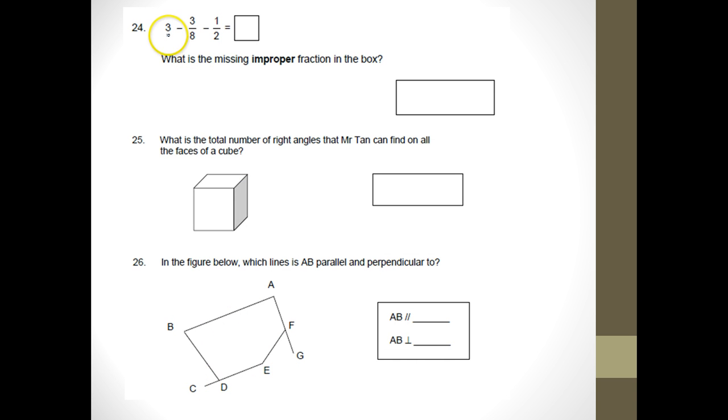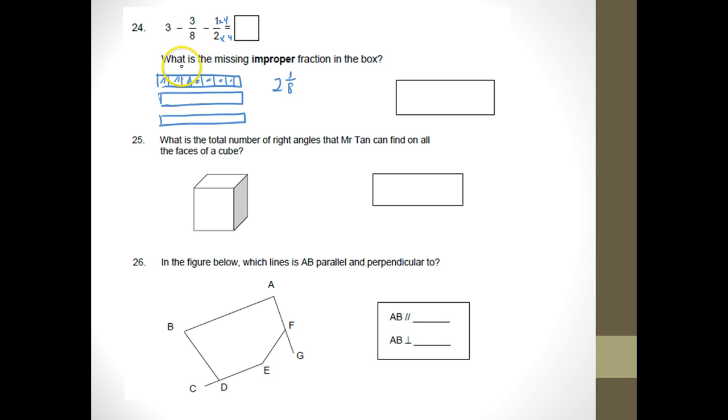Question 24. 3 wholes minus 3/8 minus 1/2. So I can draw 3 wholes. Minus 3/8. So I have 8 parts: 1, 2, 3, 4, 5, 6, 7, 8. Minus 3/8. Minus half. So half will be 4/8, right? So I minus 1, 2, 3, 4. I would be left with 2 wholes and 1/8.